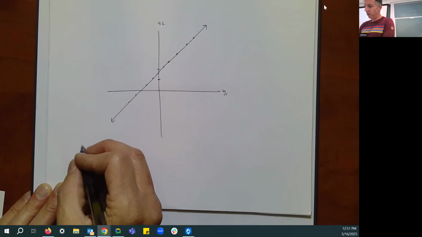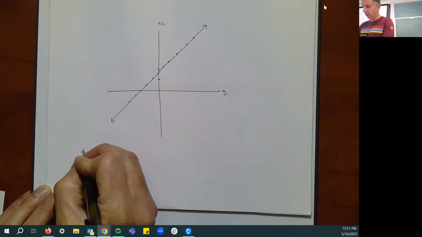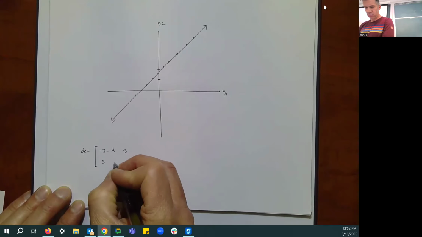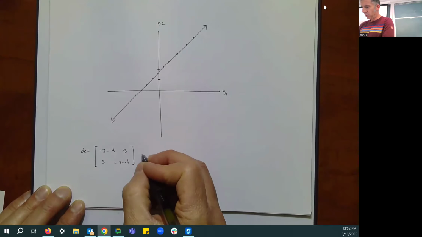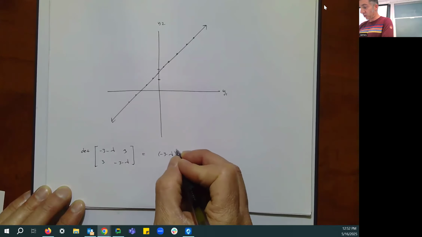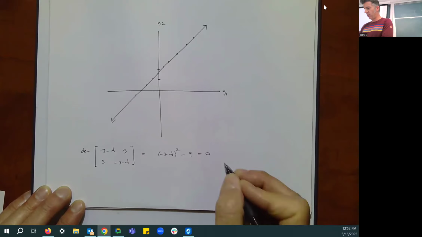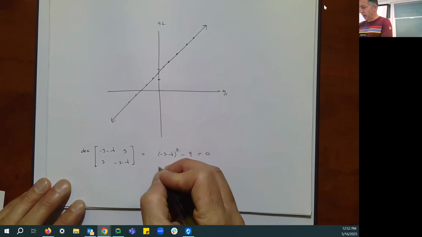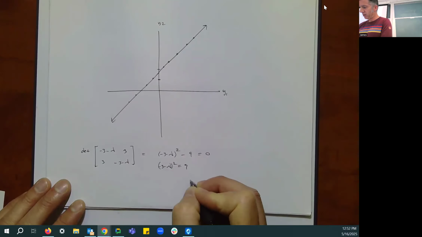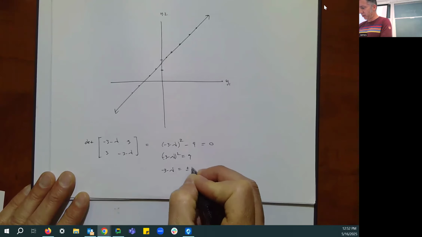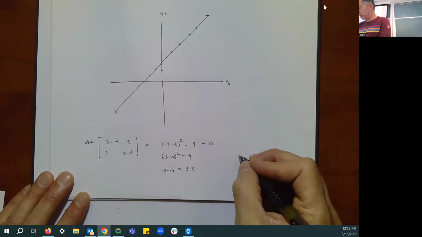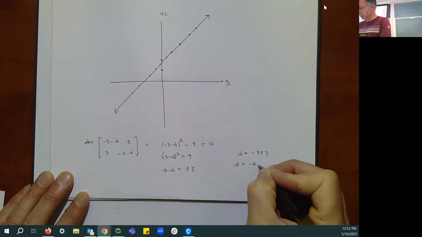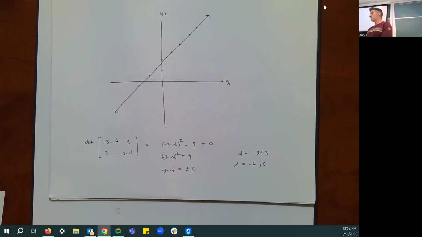So if we try to find our eigenvalues for our matrix, the determinant of -3 minus lambda, 3, 3, -3 minus lambda equals (-3 minus lambda) squared minus 9, set that equal to 0. We definitely are going to get lambda equal to 0 as one of our solutions. So we get (-3 minus lambda) squared equals 9. -3 minus lambda equals plus or minus 3. So lambda is going to equal -3 plus or minus 3, which gives us -6 and 0. So those are our two solutions.